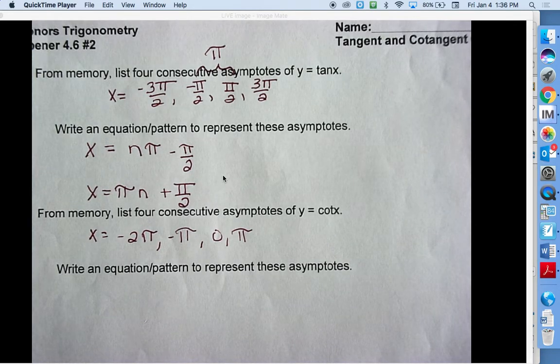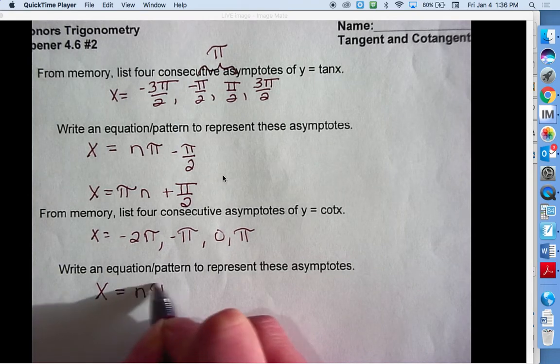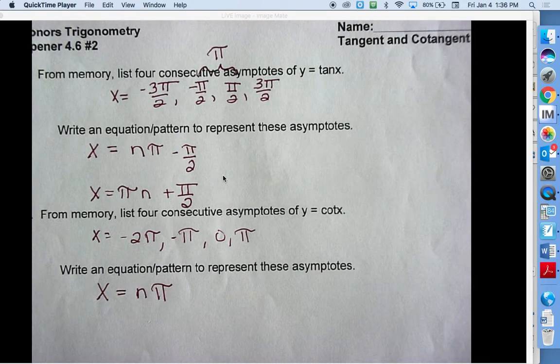So then if we want to come up with an equation or a pattern for those asymptotes, what would that equation look like? So these are multiples of pi. What do you think, Chelsea? Wouldn't it just be x equals n? Yeah, so some number times pi. So we could use a 0, and you'd get the asymptote at 0. You could plug a 1 in and get 1 pi. A 2 would be 2 pi. A 3 would be 3 pi.